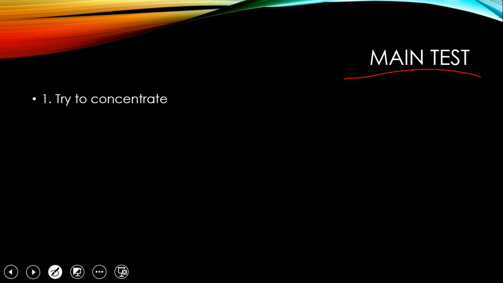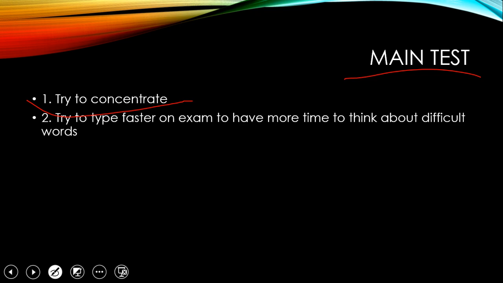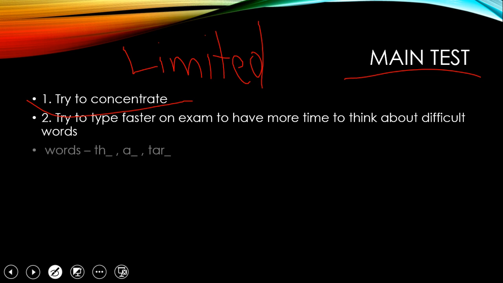And the second, let's get to the main part. In the main test, the first thing you need to do is concentrate on your exam, and try to type faster on the exam to have more time to think about difficult words, because you have limited time for many things, and you need to type faster in order not to lose the words that you know. And the third, for instance, there will be easy words like "the".